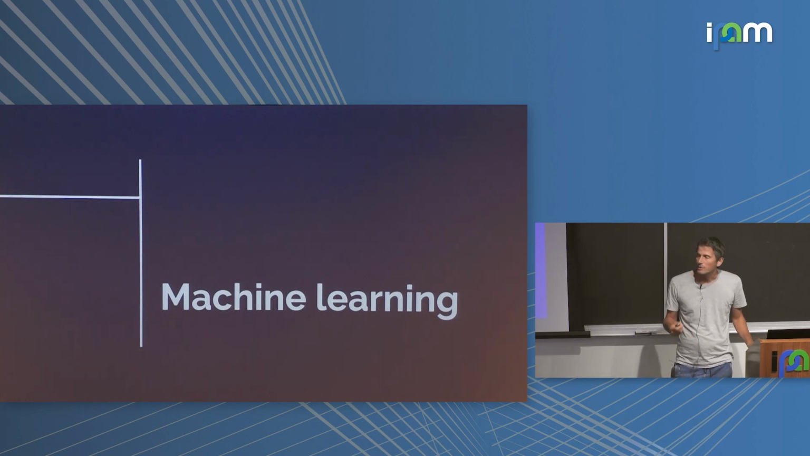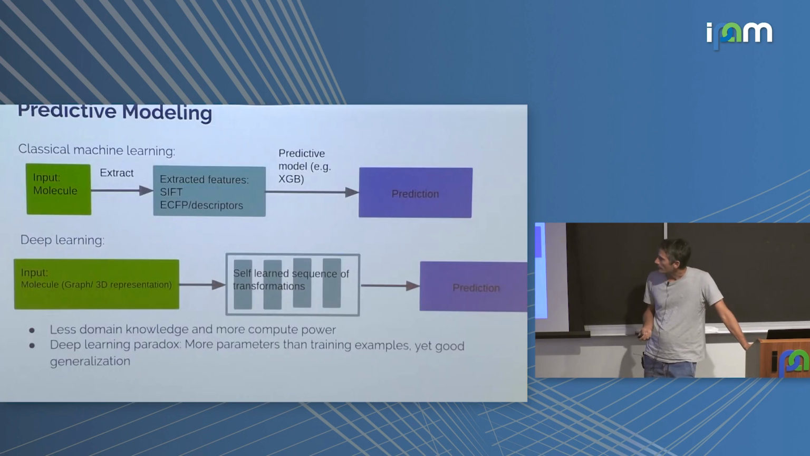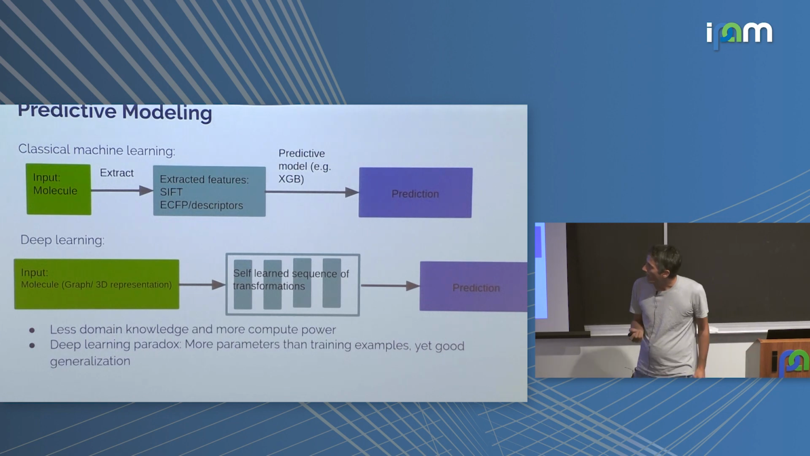Okay, so how do we apply machine learning to this environment? The classical way is, you have an input molecule, you extract some features, which could be fingerprints, descriptors, and so on, and you create a predictive model which predicts something, could be logP, could be affinity, could be any other property that you're interested in for your ligand.